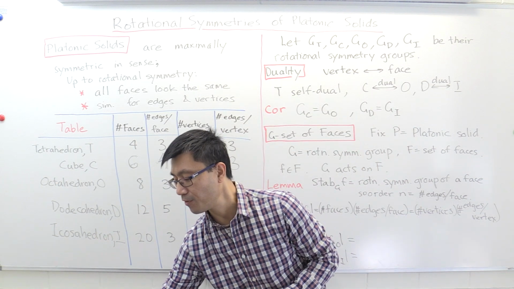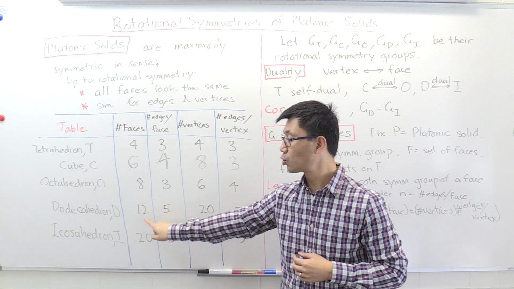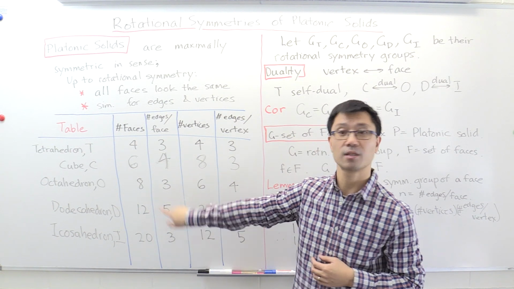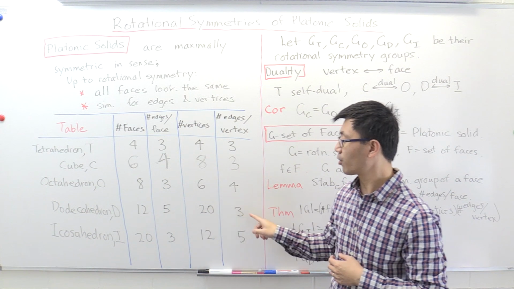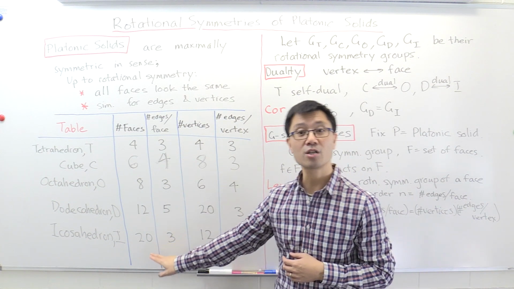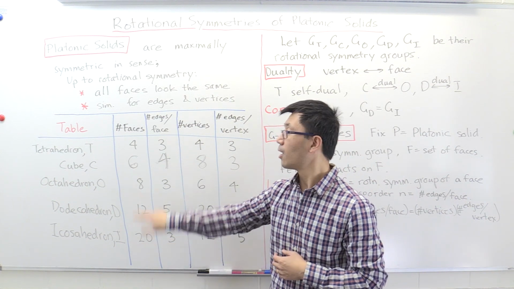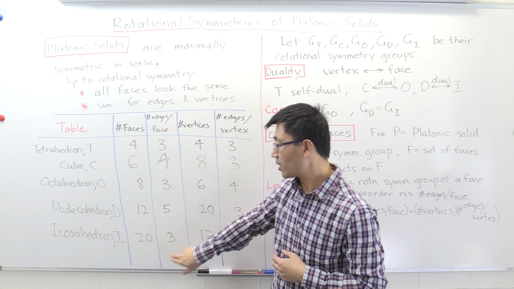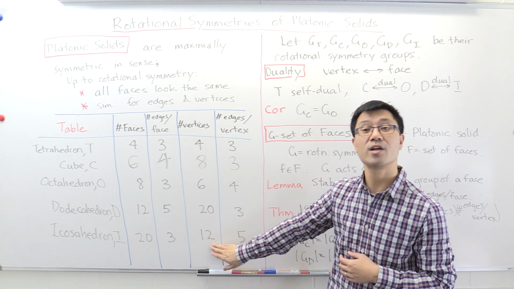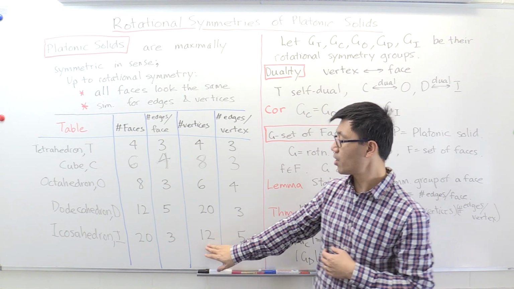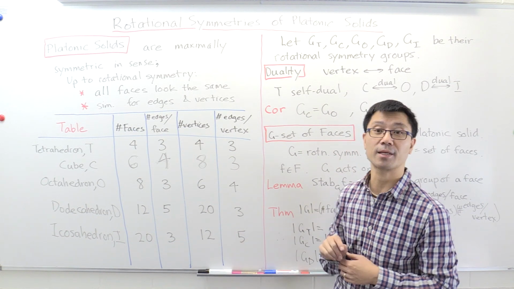And just to run through briefly, the dodecahedron has 12 pentagonal sides. The number of vertices is 20. And at each vertex, there are 3 edges coming out. And the icosahedron has 20 triangular faces, and there are 12 vertices, and at each vertex there are 5 edges coming out.